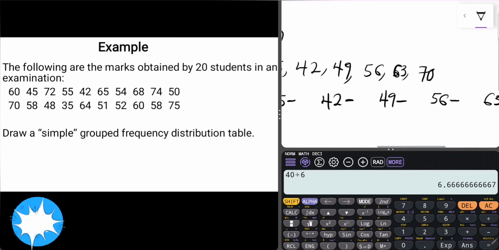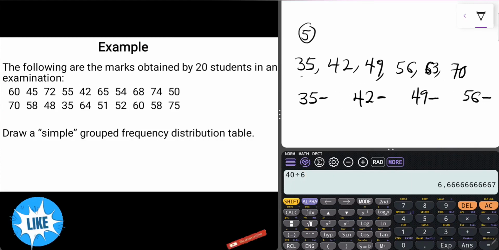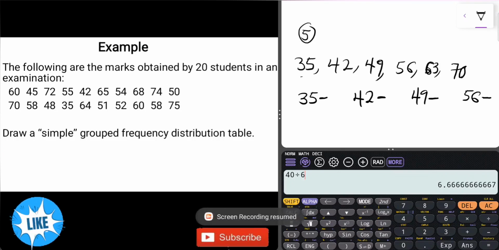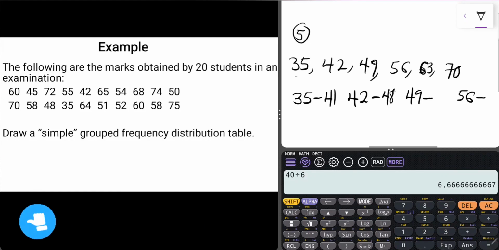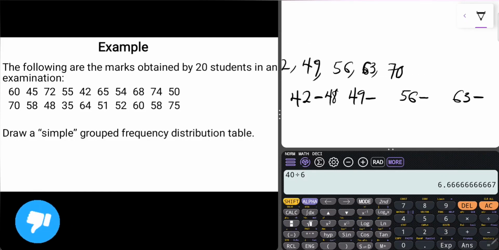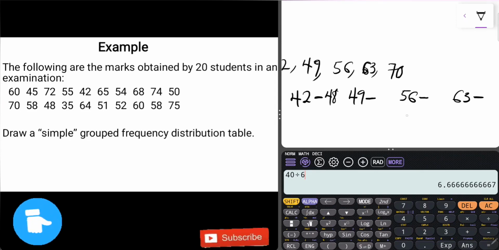So now once you're able to get this, we can get our upper class limit for the various classes. So 35, since the next class starts from 42, means that 35 is going to end at 41 as the upper class limit of the first class. Is that okay? And then 42 here, the next starts at 49, so it means it's going to end at 48, which is going to be the upper class limit of the second class.